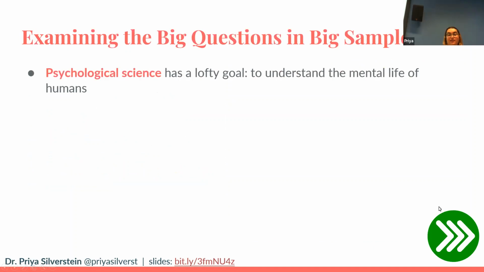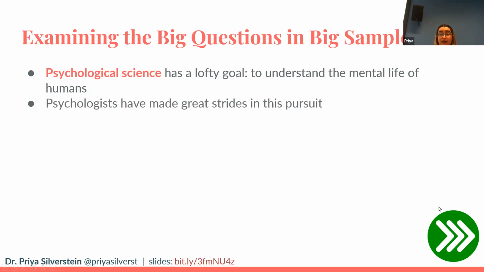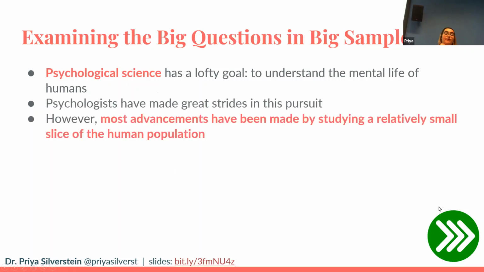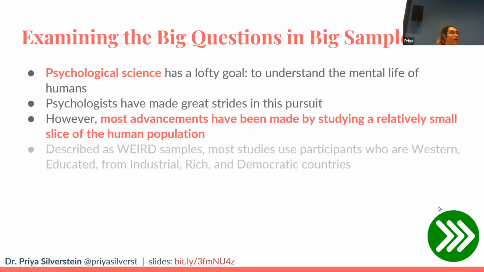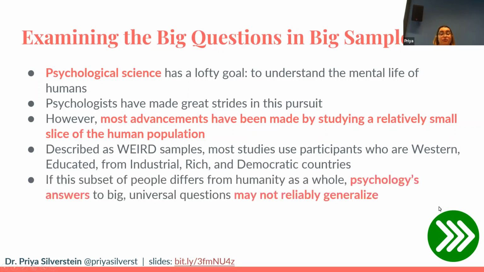And so what am I going to be studying come January? The idea is that in psychological science, we want to understand the mental life of humans, and we've done a great job. We've found a lot of cool things, but most of the advancements that we've made, we've been studying a really small slice of humanity. One way of describing the people that we've studied is WEIRD: Western, educated, from industrial, rich and democratic countries. And we don't know whether this subset of people differs from humanity as a whole. So we don't know whether our answers to these big questions that we frame in our papers, including myself, as universal, may not reliably generalize.